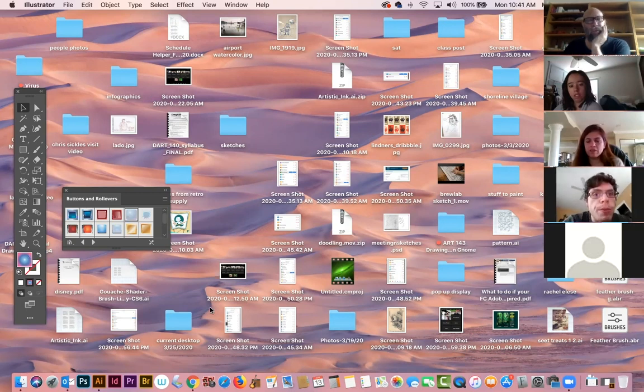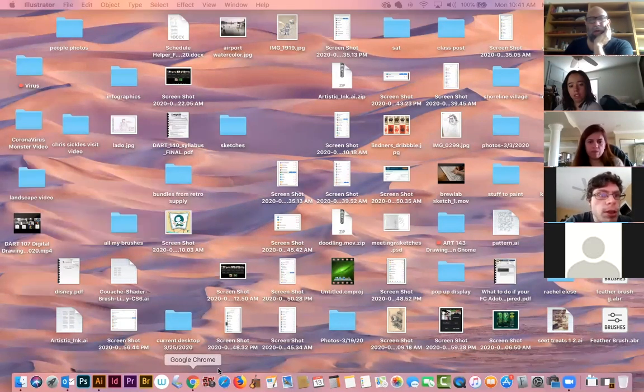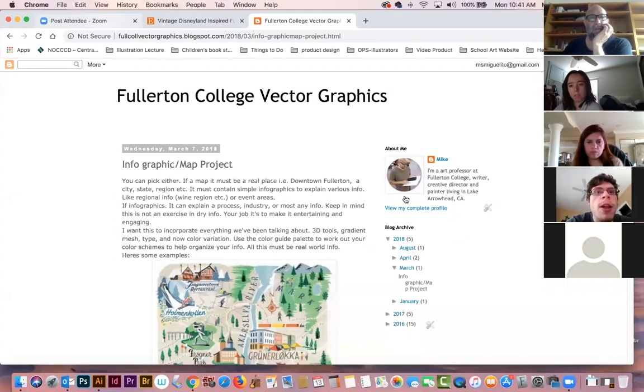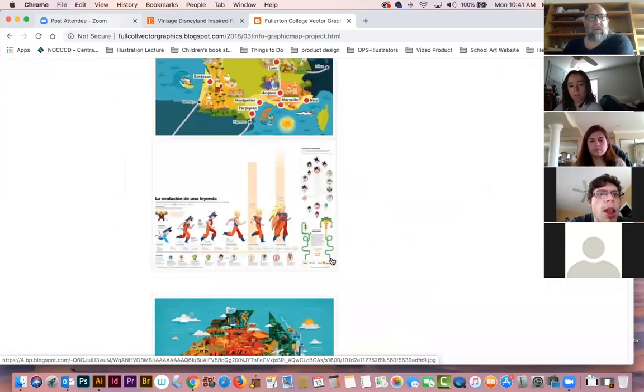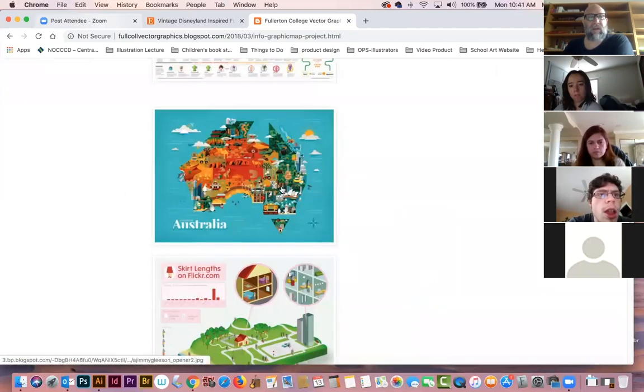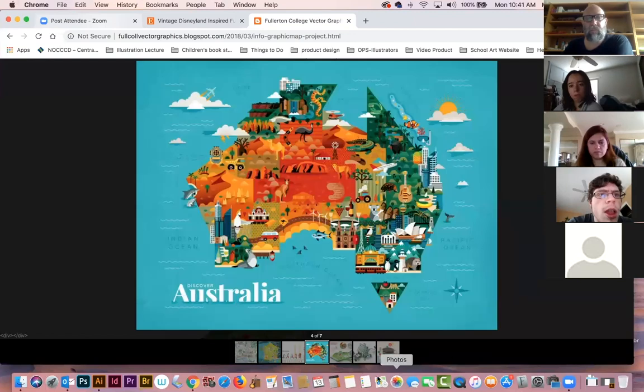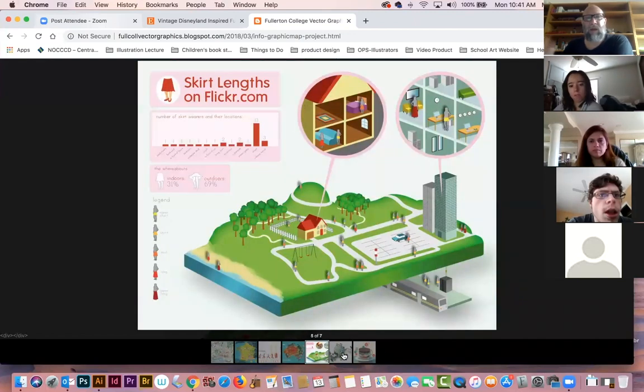Okay, I want to keep it really broad. So if you look at these, they can be anything from a map to these kind of timeline things, which I find less interesting. Another map idea. I like this kind of stuff.